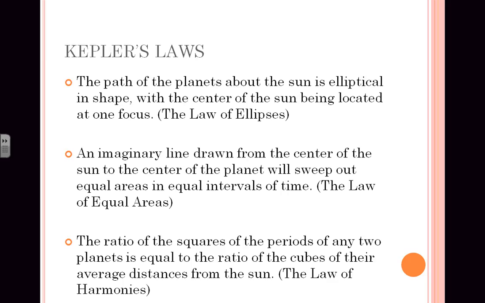And an imaginary line drawn from the center of the sun to the center of the planet will sweep out equal areas in equal intervals of time. This is the law of equal areas. And then the ratio of the squares of the periods of any two planets is equal to the ratio of the cubes of their average distances from the sun. This is the law of harmony.